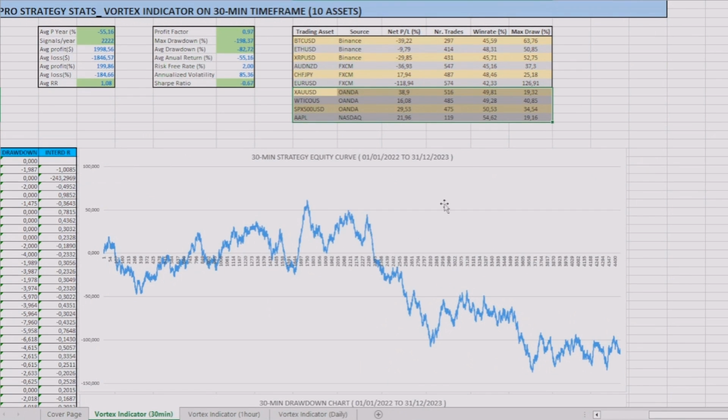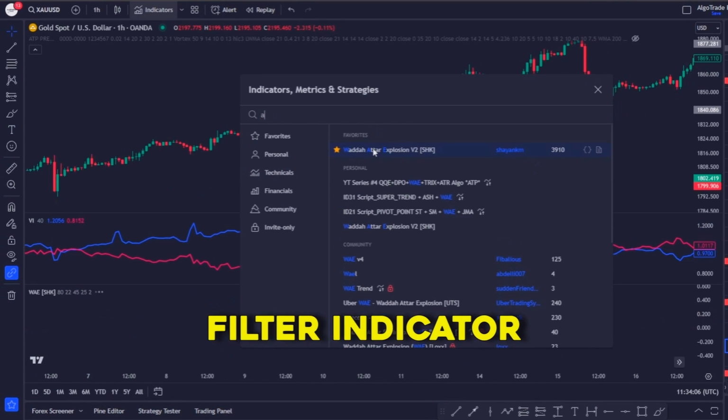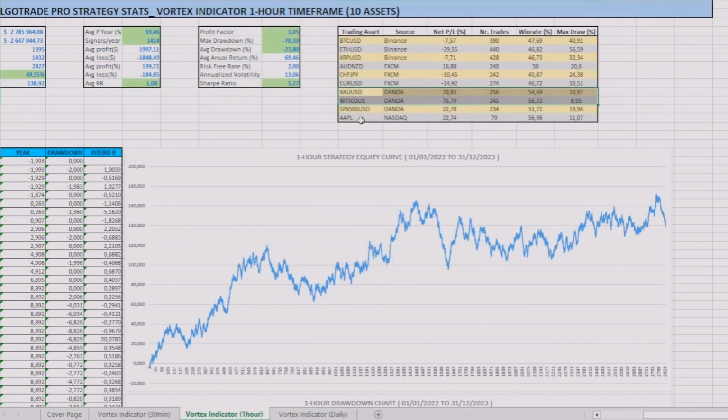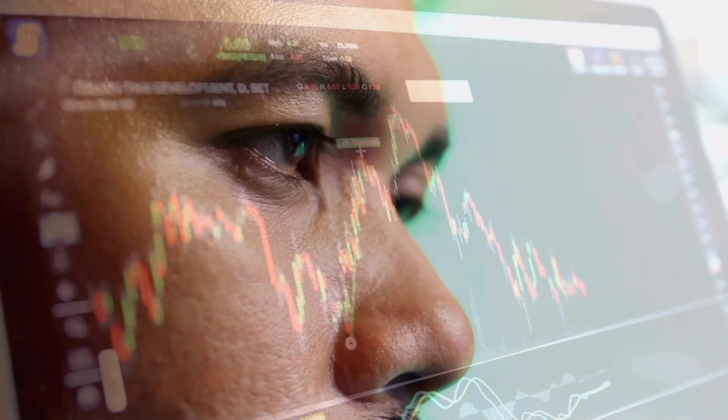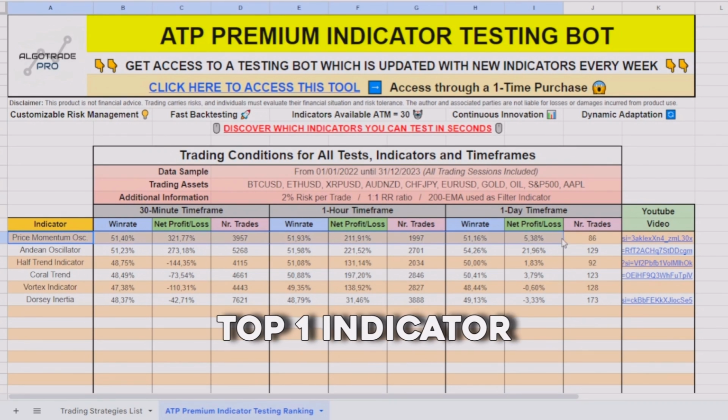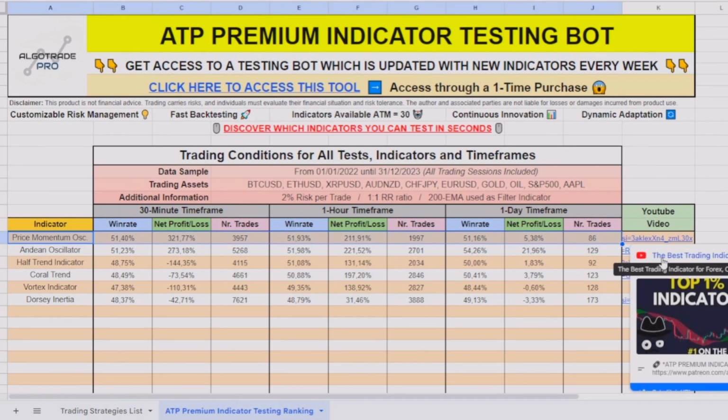Of course, things can change if we add a volume or a filter indicator to this system, but I remind you that in this series I am just testing different indicators on the same sample and conditions to discover which ones are the best. In our ranking sheet, the Vortex Indicator will be inserted here, which is in my opinion the fairest spot. So the PMO will continue to be our top 1 indicator, which was tested in this video.